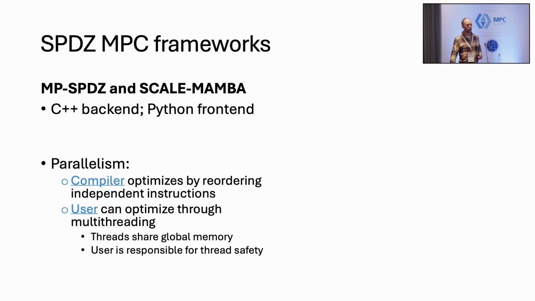And these frameworks exploit parallelism on 2 different levels. So firstly, the Python compiler does some optimizations to reorder instructions and parallelize communication. But this isn't really about multi-threading, so that's kind of orthogonal to this issue. But then secondly, the compiler allows users to specify that certain parts of the program will be executed in multiple threads. And this is kind of left up to the user to do safely, and also kind of independent of the protocol.